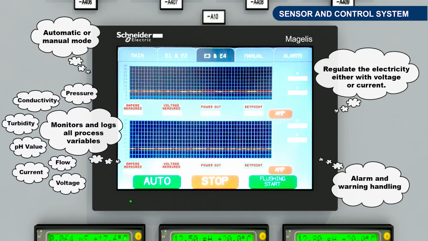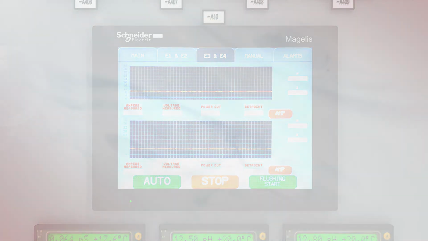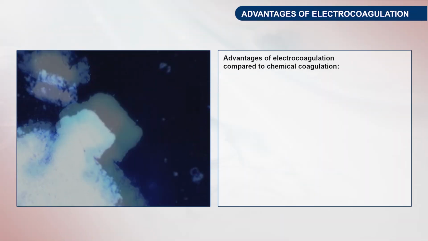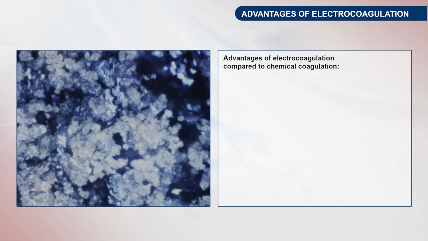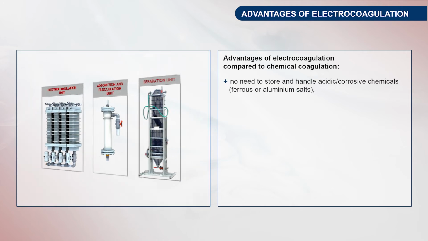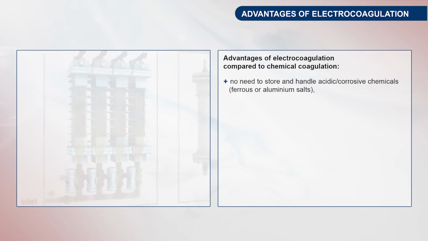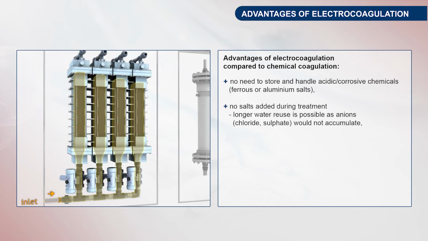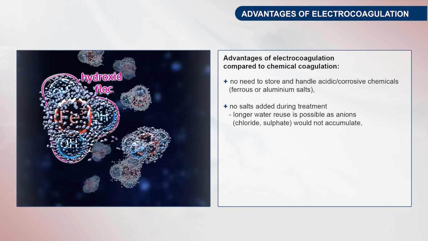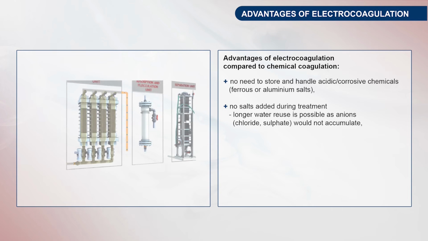Alarm and warning handling. Here are the advantages of electrocoagulation compared to chemical coagulation. There's no need to store and handle acidic or corrosive chemicals like ferrous or aluminum salts. There are no salts added during treatment, and longer water reuse is possible as anions such as chloride and sulfate will not accumulate.